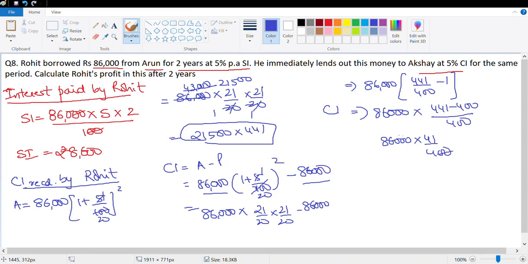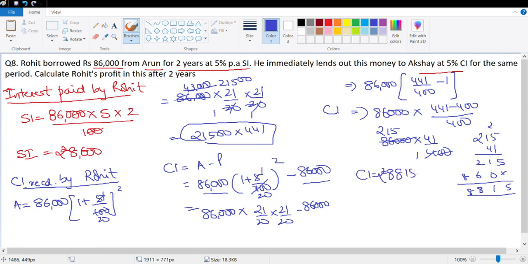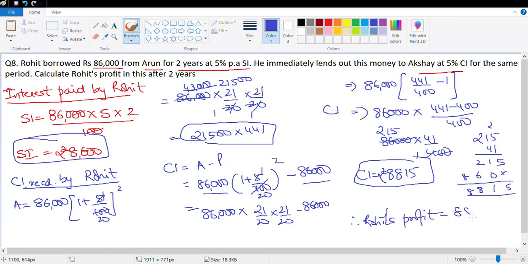So 00 gets cancelled. That's 41 into 215. So compound interest is rupees 8,815. The simple interest was 8,600. Therefore, Rohit's profit is equal to 8,815 minus 8,600. That's equal to rupees 215. So the same money that he lent out, he received an interest of 8,815, whereas he had to pay an interest of 8,600. So he made 215 rupees in the process.